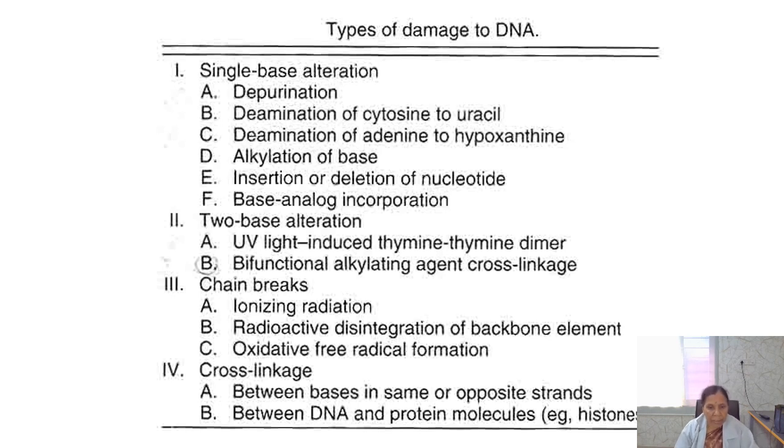Next, bifunctional alkylating agent cross-linking will occur. This is the second one. Third is chain breaking. Ionizing radiation is one, causing radioactive disintegration of the backbone element. Toxicity from free radical formation is another one. Then there are cross linkages, which may happen between bases in the same or opposite strands, and between DNA and protein molecules, for example histones.